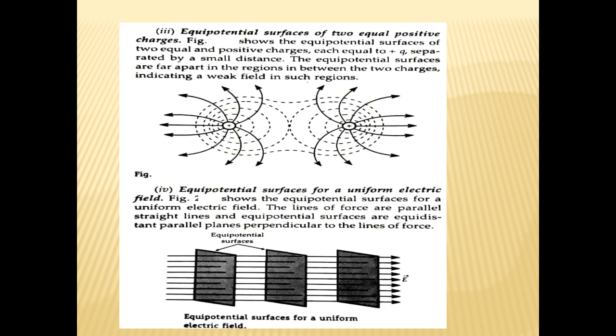Now in the last case, equipotential surfaces for a uniform electric field. Here you can see in the figure the electric field is uniform and the equipotential surfaces are perpendicular to the electric field. And how to draw the equipotential surface, that you can see in the figure.